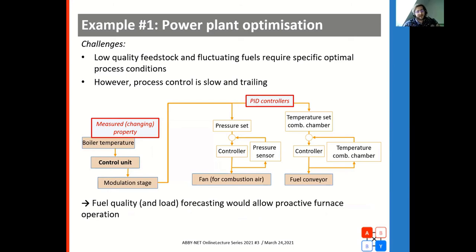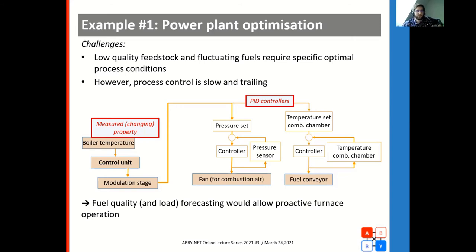In short, these low quality feedstocks require more specific and individual process conditions, which often are not possible to obtain in traditional environments of typical industrial control systems. The underlying control systems which these plants use typically run on very few PID controllers, so very established technology, which influence only few process parameters like the fuel supply, fuel conveyor belts, or fans, ventilators for air supply.